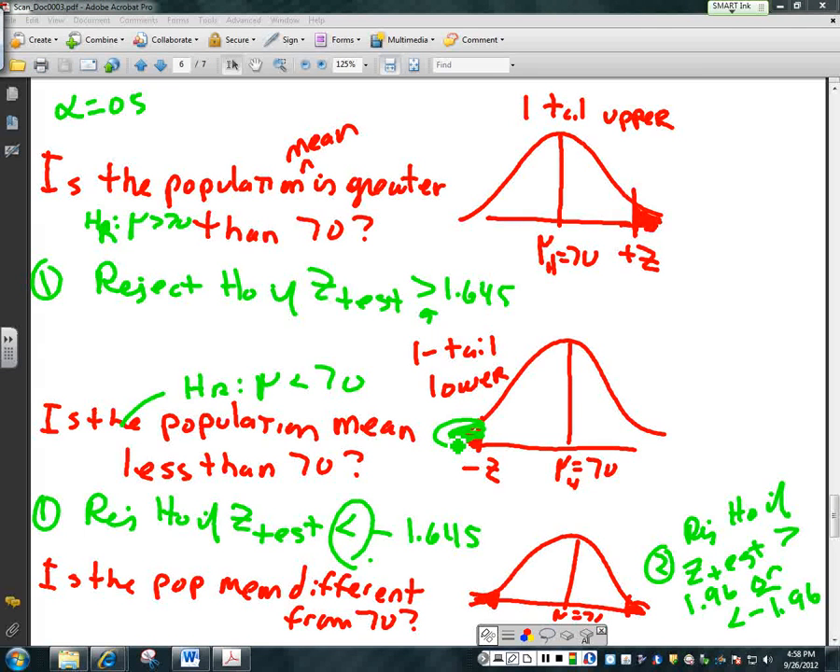In some other instances, you just want to know if the population mean differs from 70, and so you reject if you get too high, above 1.96, or too low. And the HR in this one is mu not equal to 70.